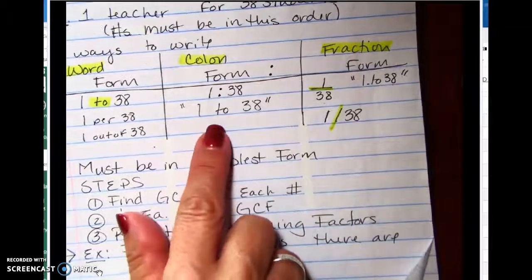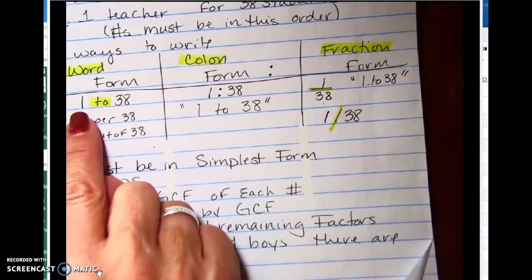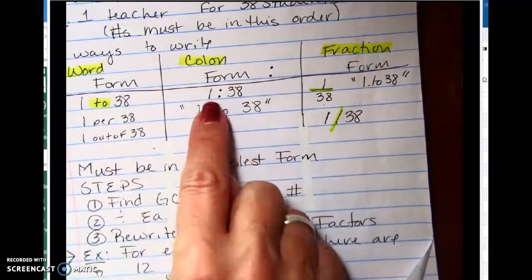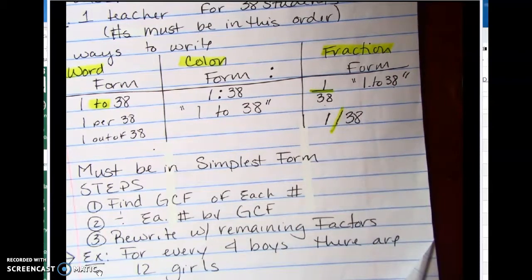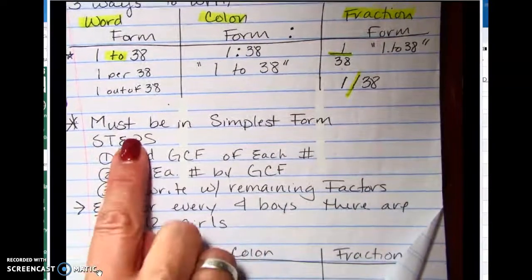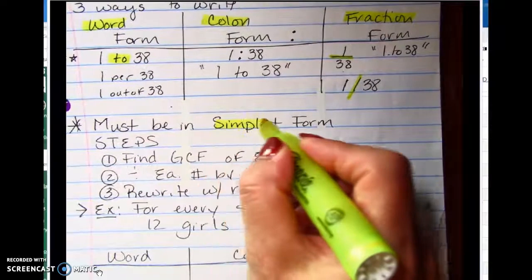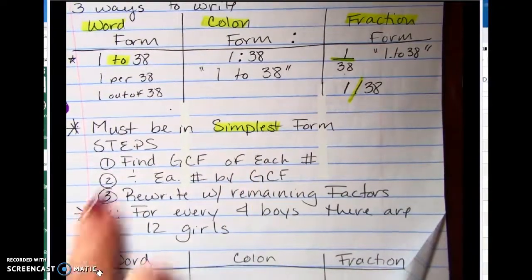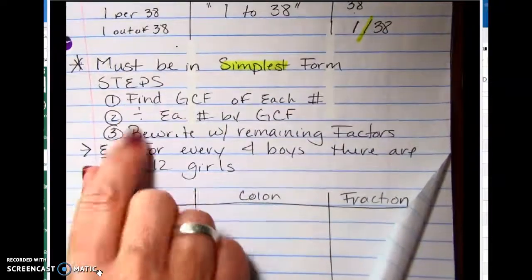Now, this is in simplest form. All of these are in simplest form because the only factor shared between 1 and 38 is 1. So that's already in simplest form, but you're going to be asked to show your ratios in simplest form. So for it to be in simplest form, we need to follow these steps. You're familiar with these. We do these with fractions all the time.